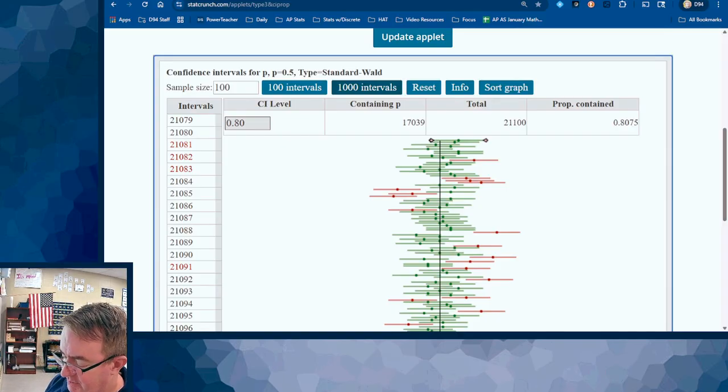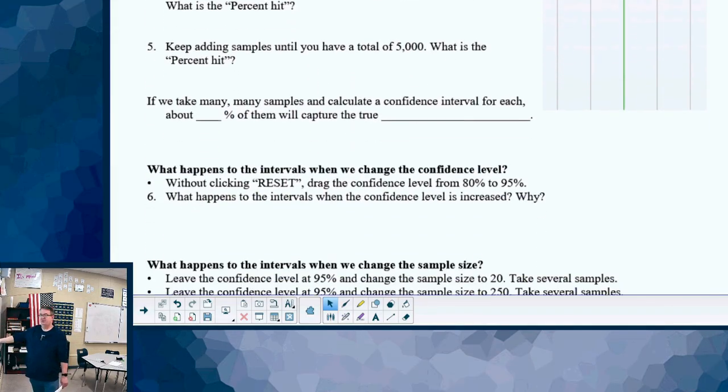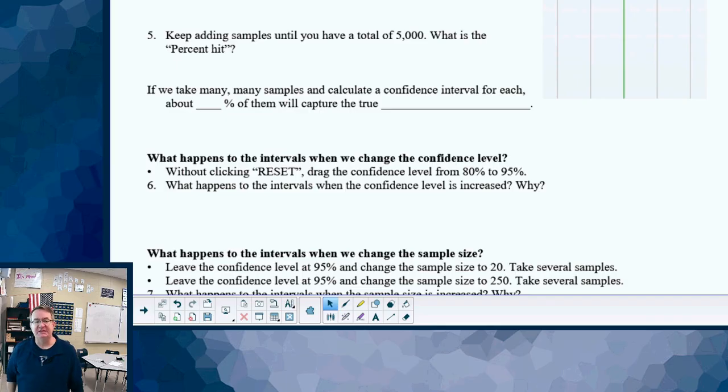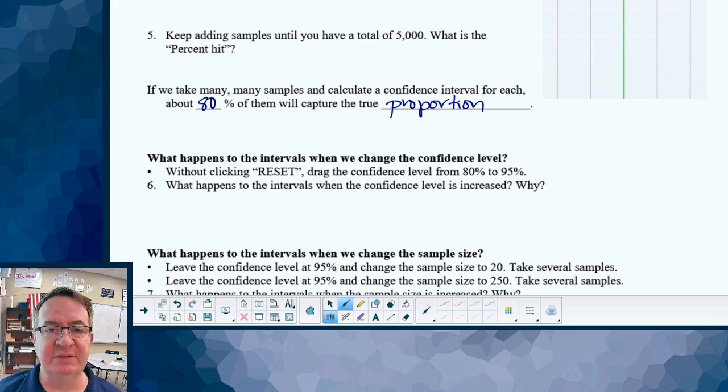So what ends up happening here is, if we take many, many, many samples, about 80% of those will capture the true proportion. Just a couple of samples isn't good enough. You need to do it a lot. So when you say you're 80% confident, if you have an 80% confidence interval, that means if you did the same procedure over and over and over again, 80% of those intervals are going to capture the true proportion. Not that there's an 80% chance that it captures it. It's saying that 80% of the time you will capture it.